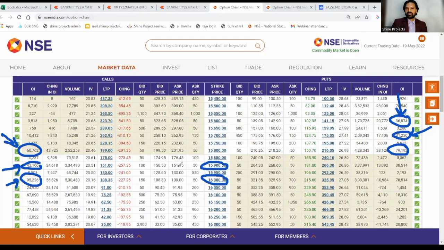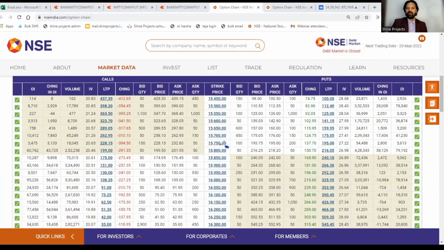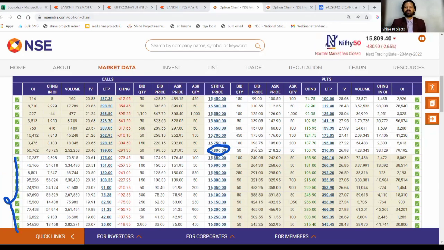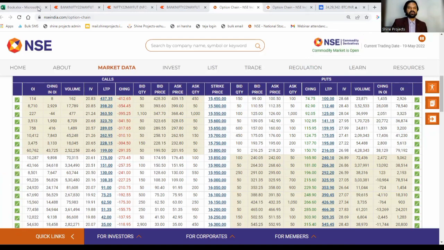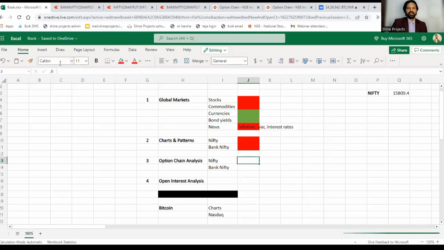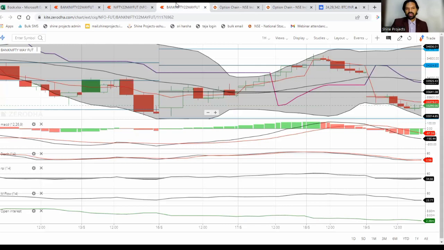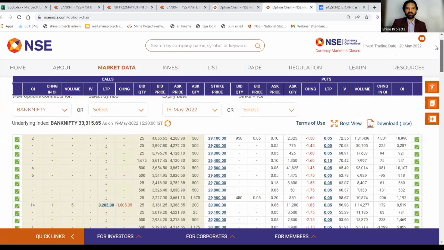So there is a support that I can see at the 15,800 level. But all in all, looking at call writing data for the next week's expiry, I can see that there are more call writers than put writers, at least from the near immediate in the money option chain. So this is for Nifty. What I'm doing here is marking it red. Although it is looking like neutral to bearish data, I have marked red anyway, because it is bearish.